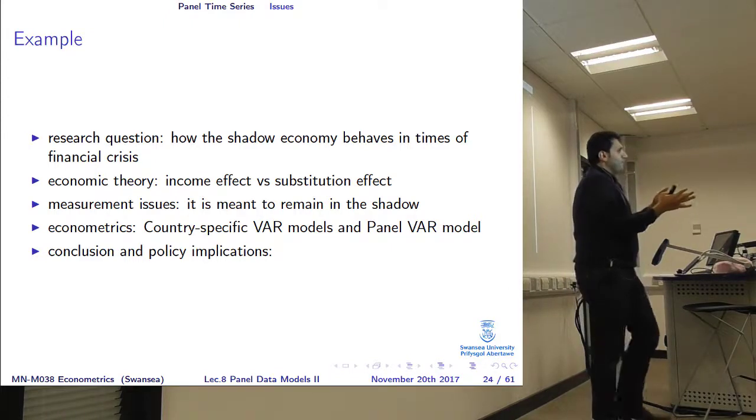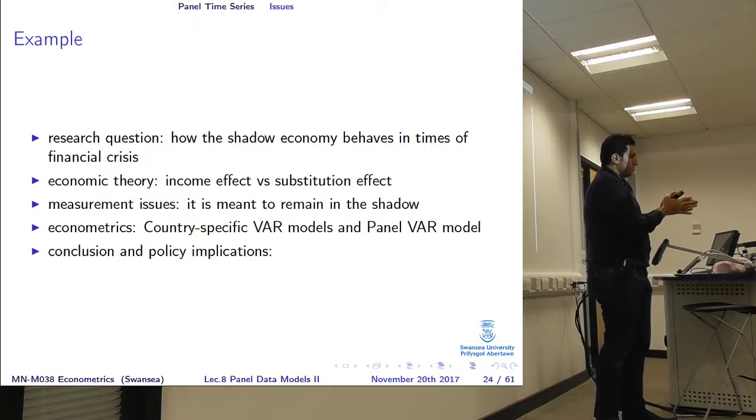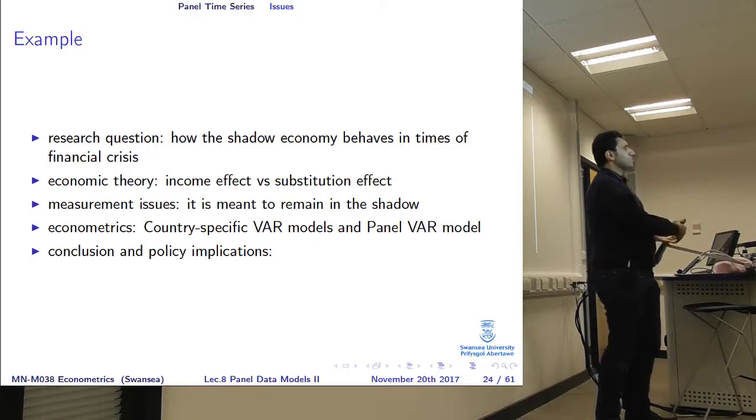But if the size of the shadow economy shrank during the financial crisis, meaning that the income effect is greater than the substitution effect, then we need to think of other things. If the shock hit both sectors at the same time and people cannot find jobs in the informal sector, then you wouldn't worry much about anti-shadow regulations or policies in times of financial crisis, because the shadow economy is not giving you any chance to absorb the shock.